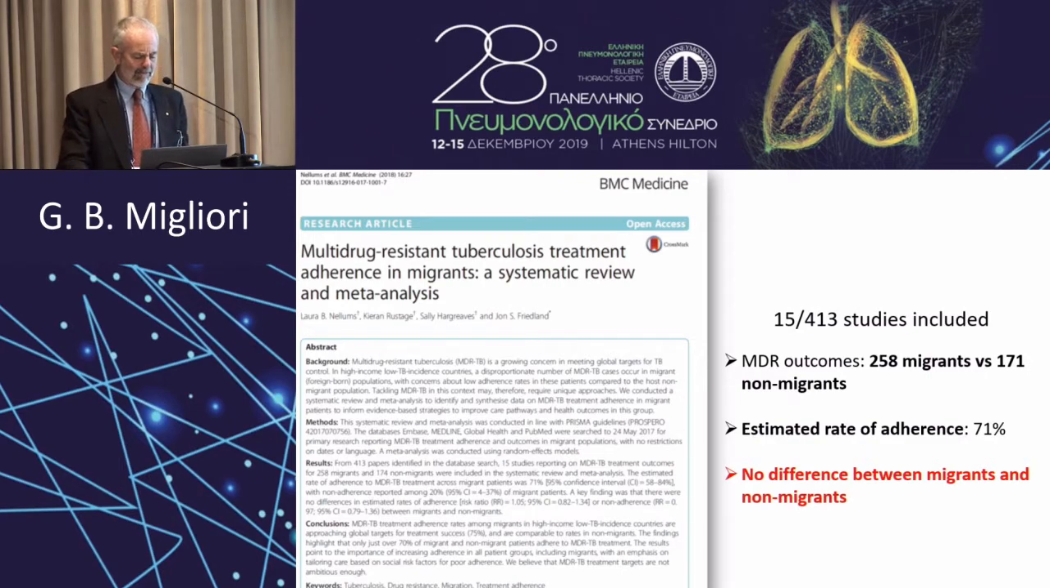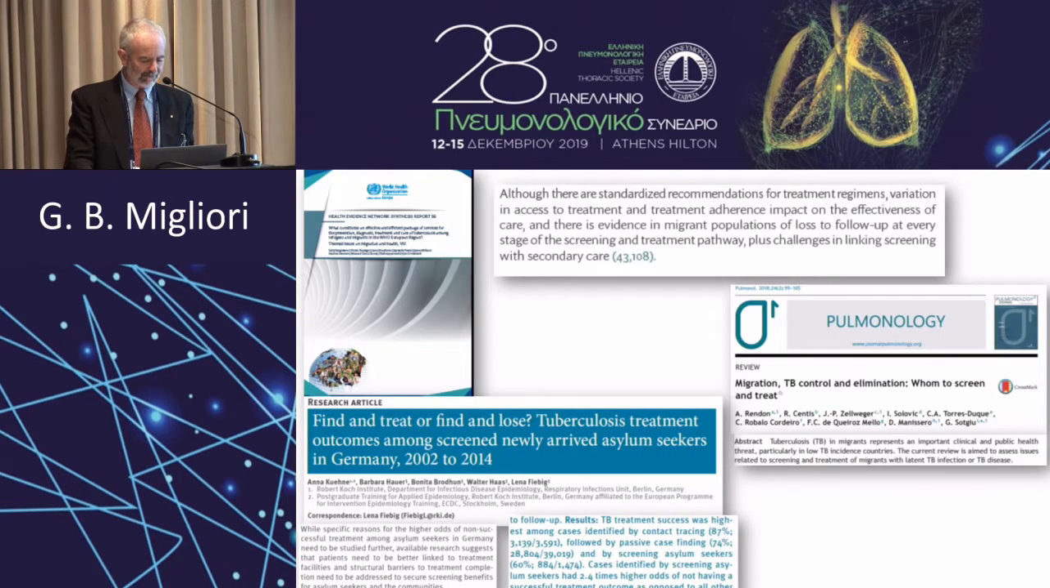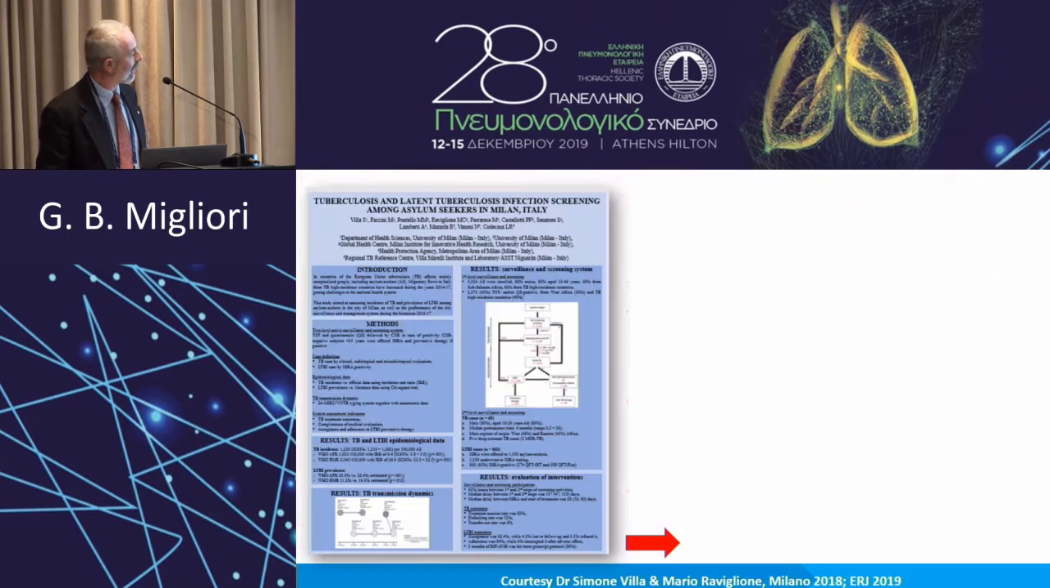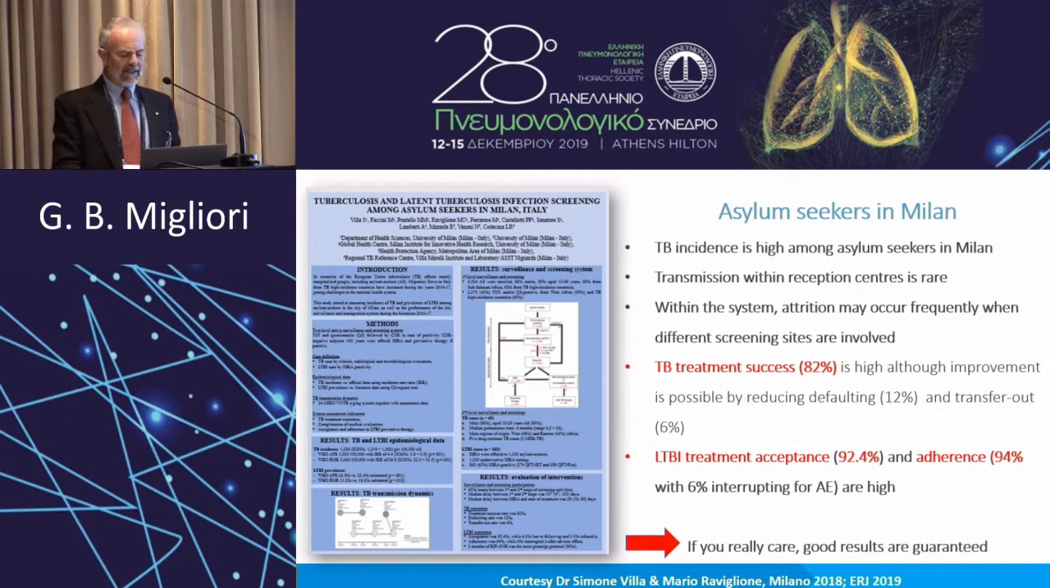In this systematic review on MDR, the estimated adherence was 71%, and there was no difference between migrants and non-migrants identified. And those are other studies which show some different findings in the different countries. In Germany, the migrants are better, etc. This is the situation in Milano.